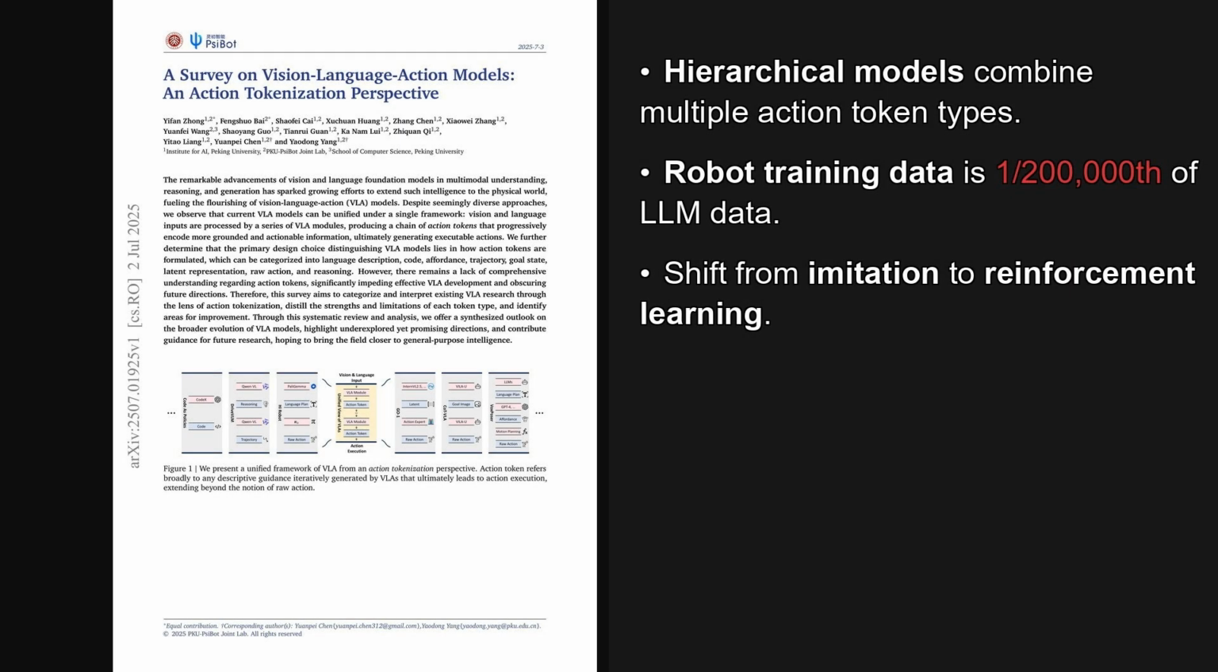So, to wrap up, the big takeaway here is that the future of these vision language action models isn't about finding one perfect action token. It's about strategically combining them. We're looking at a future with hierarchical models, using language for high-level planning, and then translating that down into precise motor commands. The authors also highlight a major shift from simple imitation learning, that is, just copying experts, to more advanced reinforcement learning, where models learn through trial and error. But the biggest hurdle remains data.